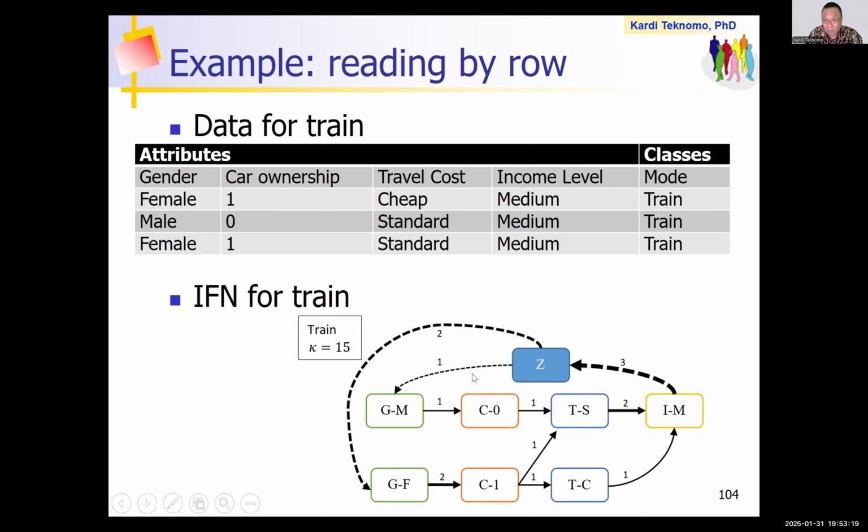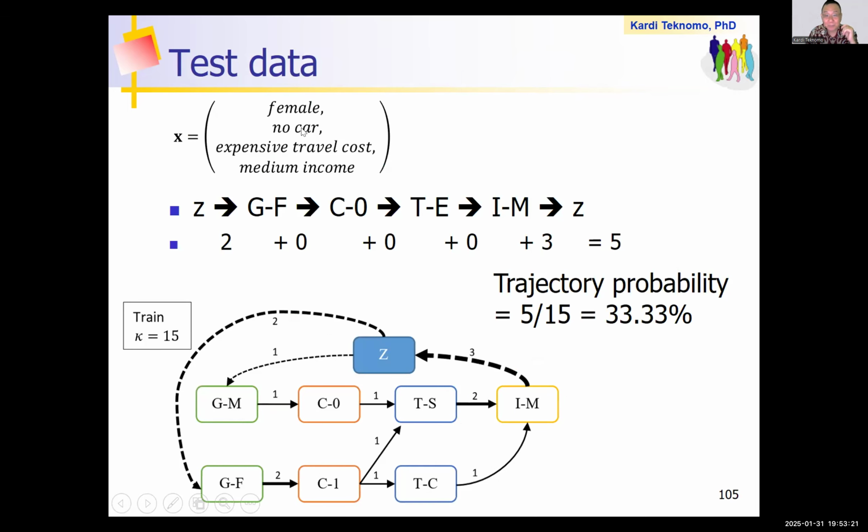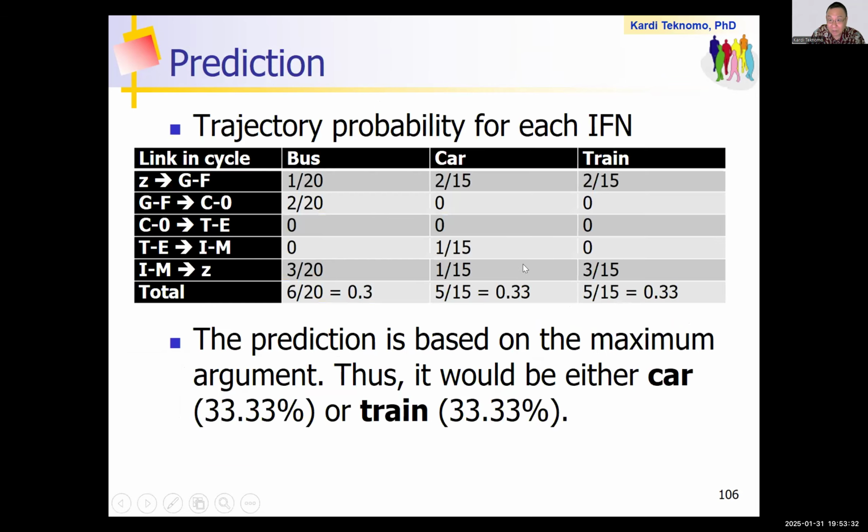Then from there we can have a new data. Again, for the new data, you calculate what the flow is for the train, for the car, and for the bus, and then you check which one is the highest. In this case, again, car and train are the same. So with any data, you train it into IFN, and you can get something.